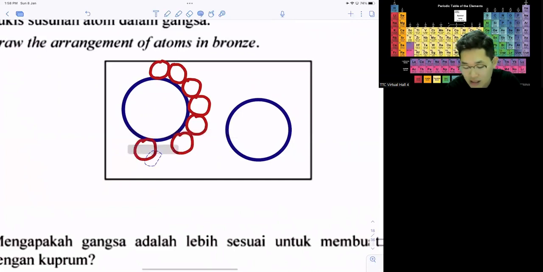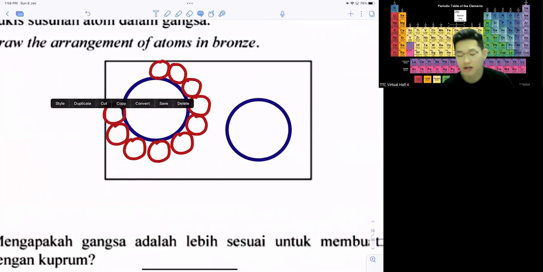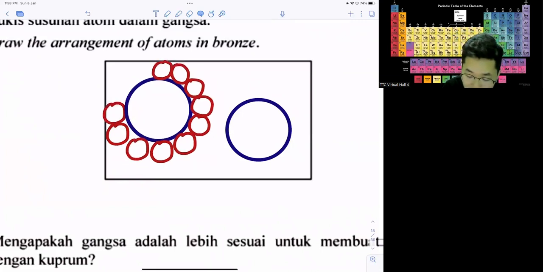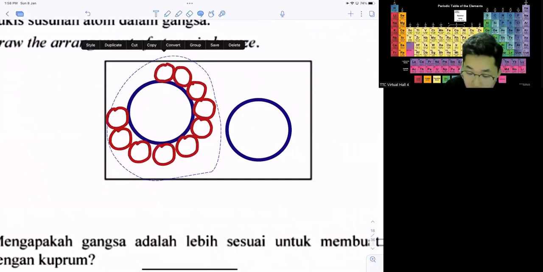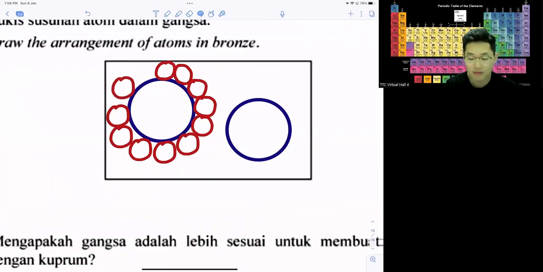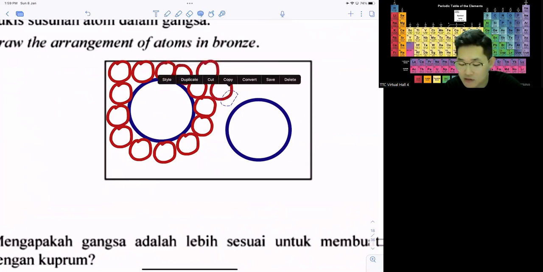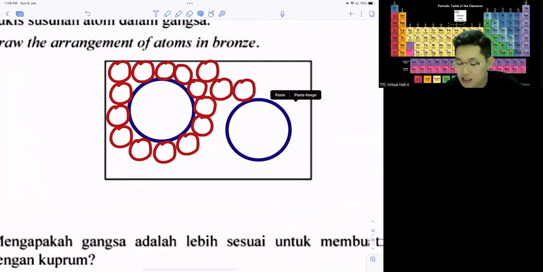Okay, like that I copy paste faster. I will draw a round of smaller atoms around it. If there is no space, it is okay, you just put it like that, because the arrangement is supposed to be a bit messy. Then you just fill out the space. Then this one put another round also.